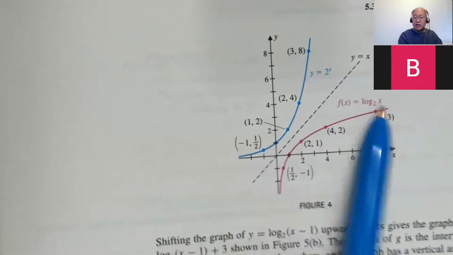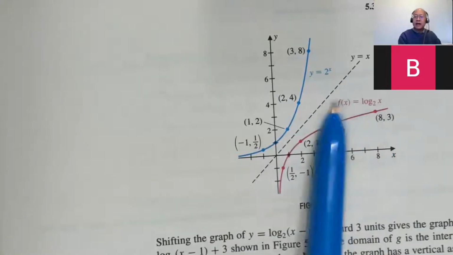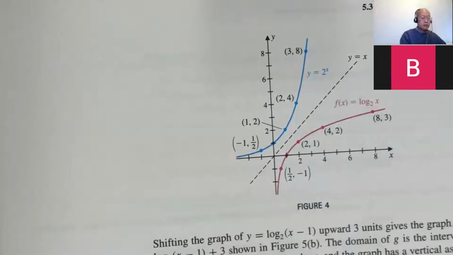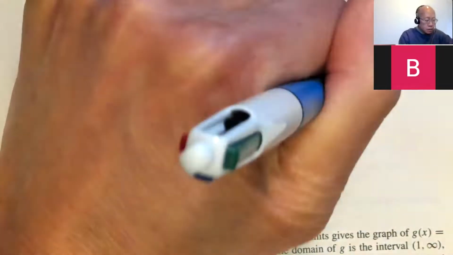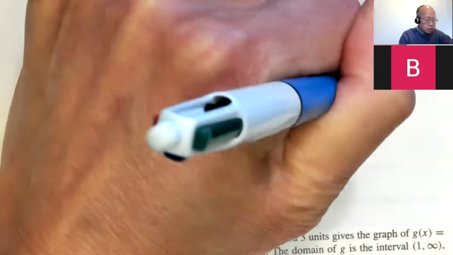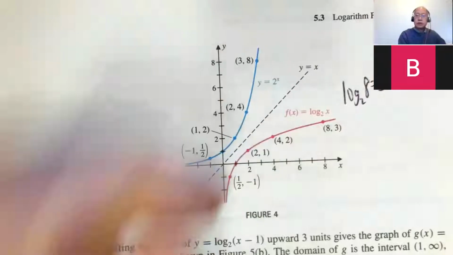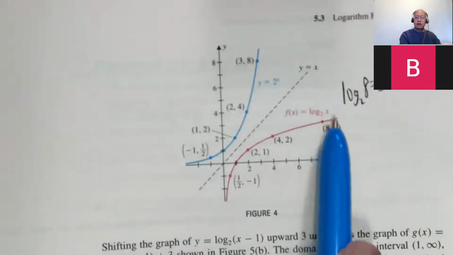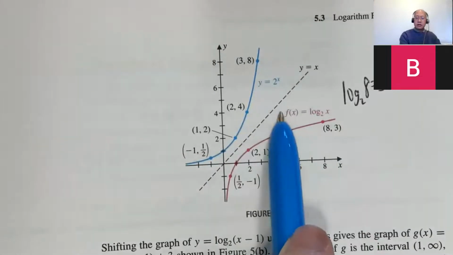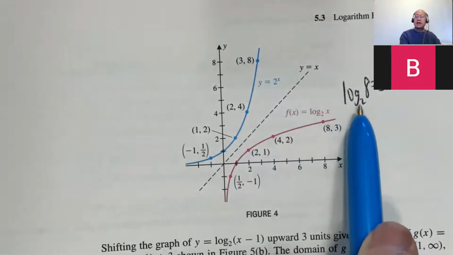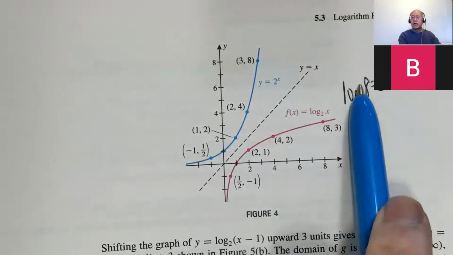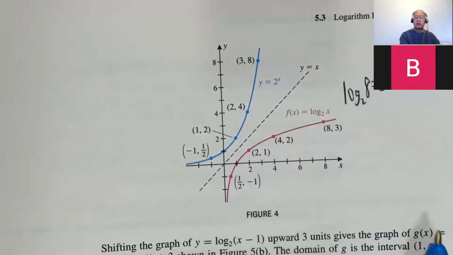So if I plug in 8 here, you get 3. That means log base 2 of 8 is equal to 3. For instance, I'll go ahead and write that in. Log base 2 of 8 equals 3. If I plug in 8 here, the answer is 3. This means the same thing as 2 to the 3rd power is 8. 2 cubed is equal to 8, essentially.